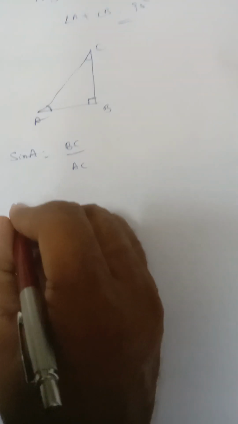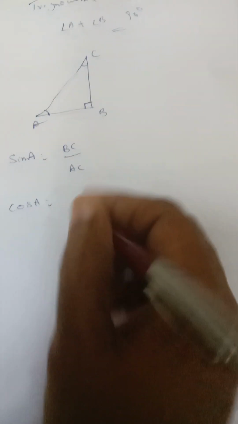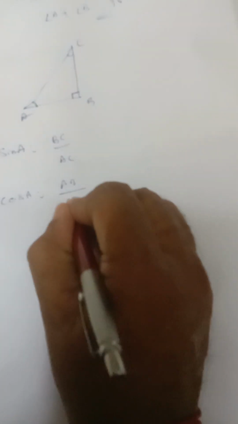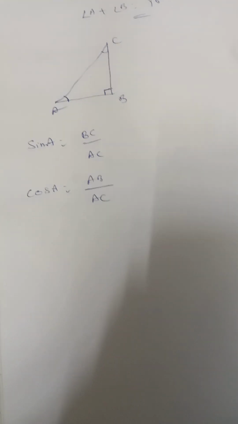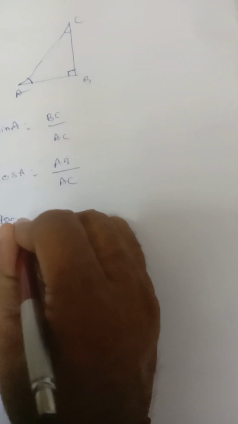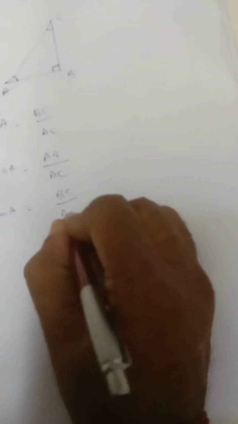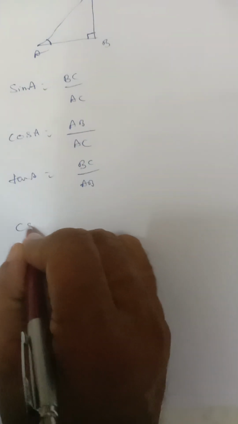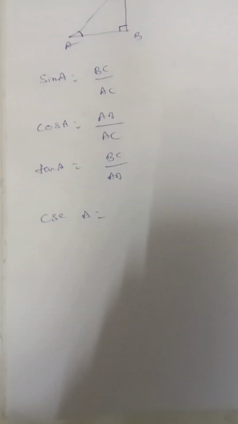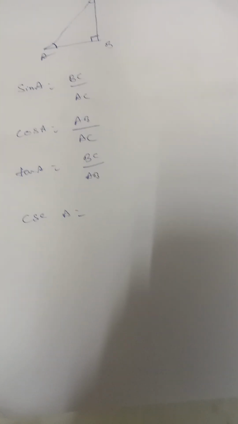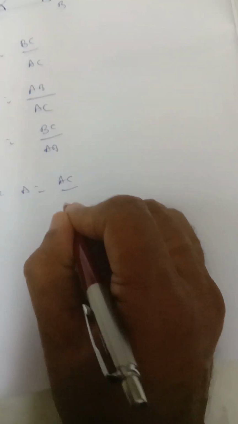Now cos A. Adjacent side by hypotenuse, AB by AC. Tan A. Opposite side by adjacent side, BC by AB. Now cosecant A. Cosecant A is reciprocal to the sine A. That means hypotenuse by opposite side, AC by BC.